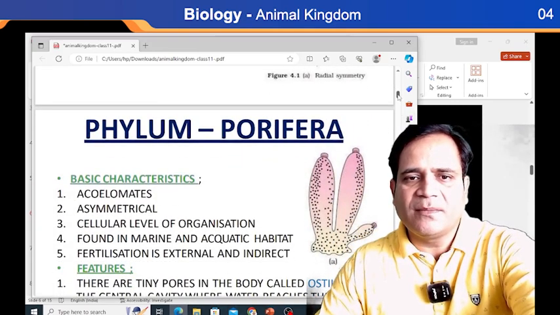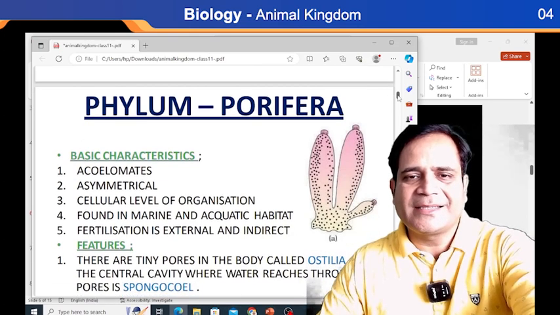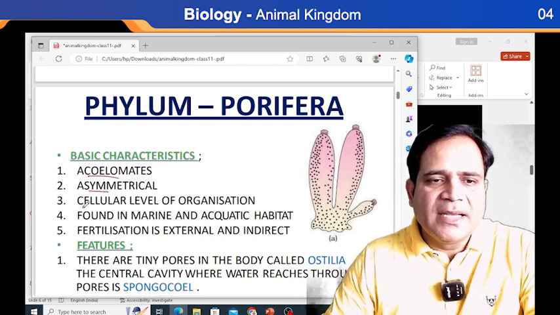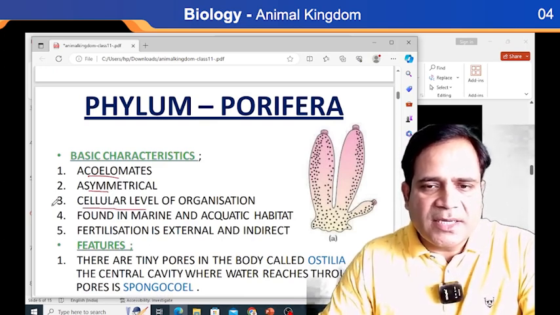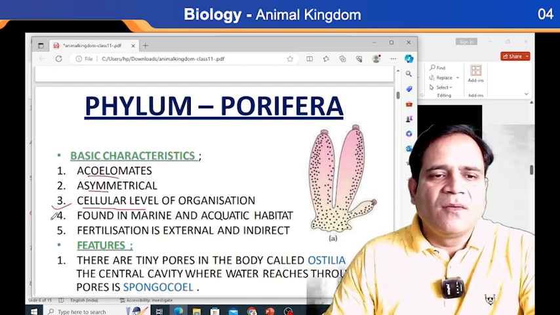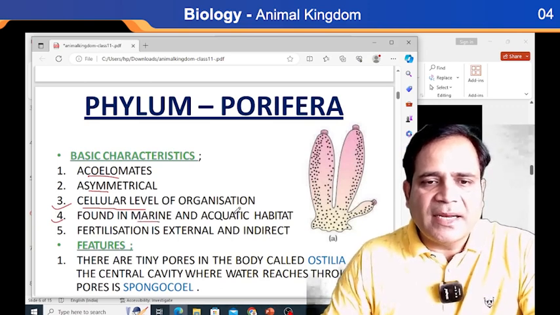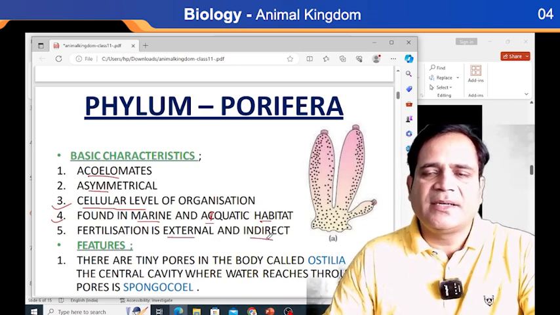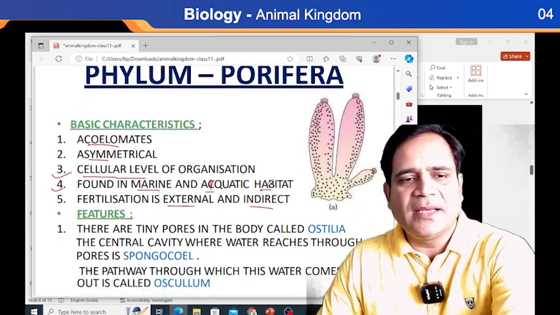You know that the phylum Porifera's basic characteristics are acoelomate structure, asymmetrical, cellular level of organization. Check here, cellular level of organization. Found where? Found in marine and aquatic habitat. Yes or no? Fertilization is external and indirect. Clear?